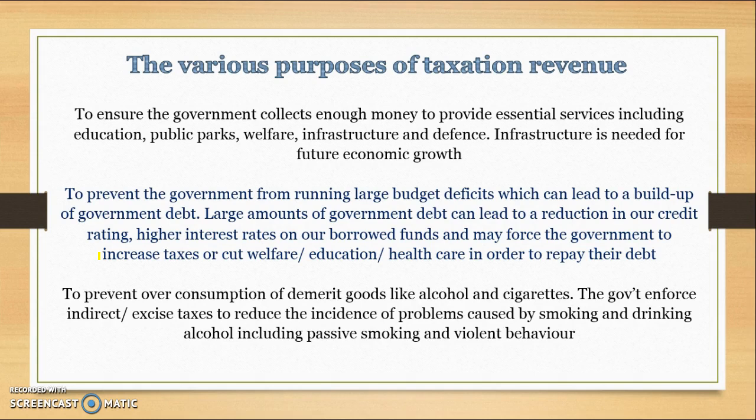They also use taxes to prevent the overconsumption of demerit goods. So demerit goods are things like alcohol and cigarettes that are bad for society.